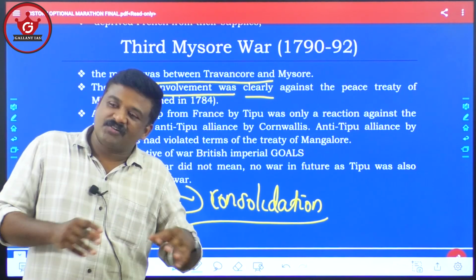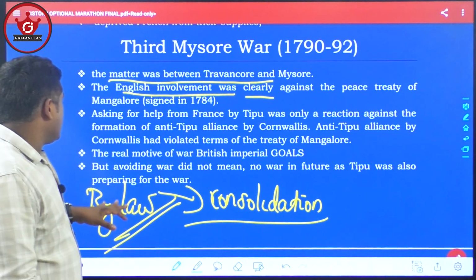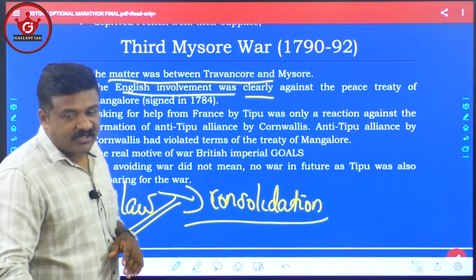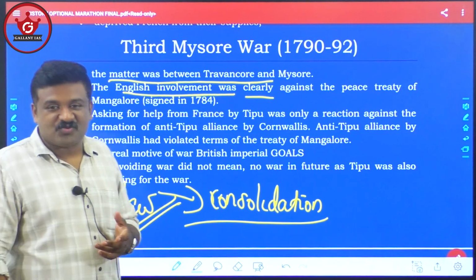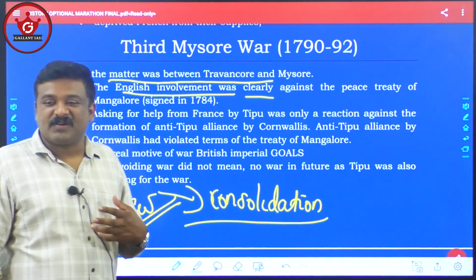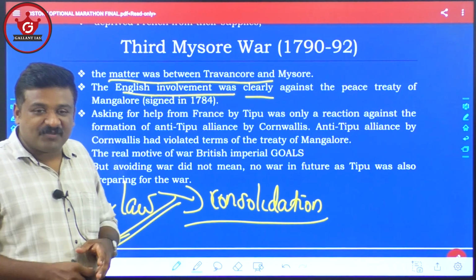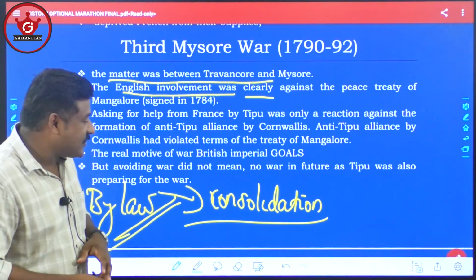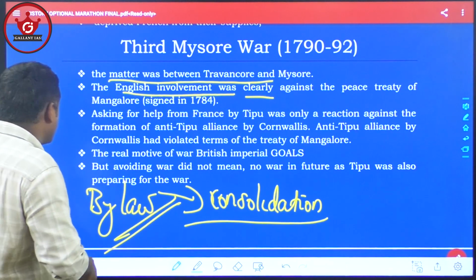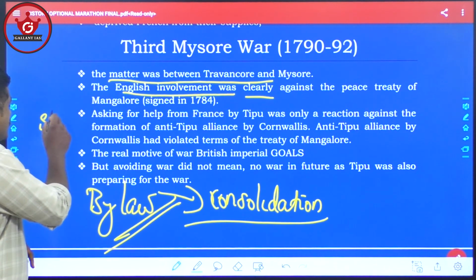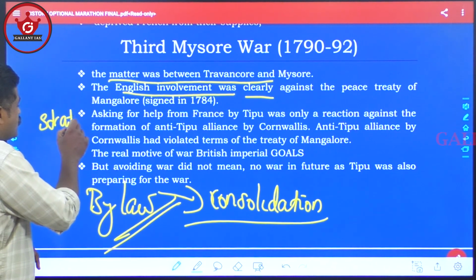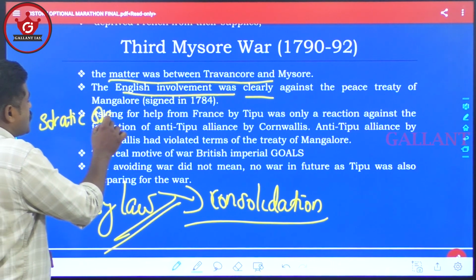Am I right? But the treaty is broken. Now, the real motive of the war, actually, Cornwallis fought this war to support British motives, British imperial interest. Defeating Tipu Sultan and conquering Mysore was significantly important for the British, because Mysore had control over the strategic stations of the south.